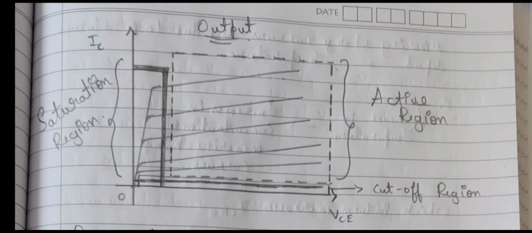And for the cutoff region, as mentioned earlier, here you can see a small amount of current being measured in this region. This is due to the concept of leakage current mentioned earlier. And coming towards the active region, as VCE keeps on increasing, IC also keeps on increasing. You can look here that as VCE increases on the x-axis, IC is also increasing on the y-axis. So this is all about the output characteristics of the CE configuration.